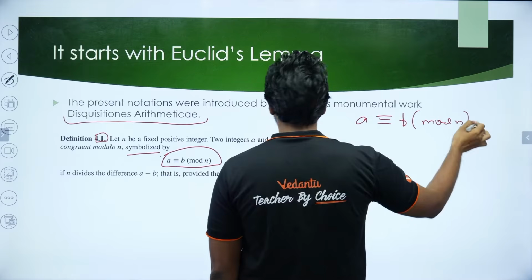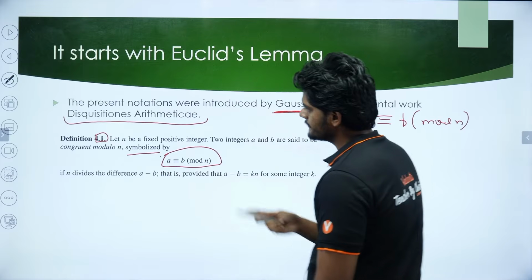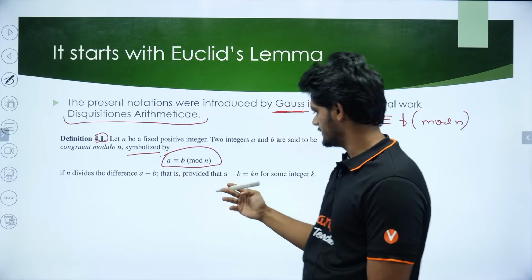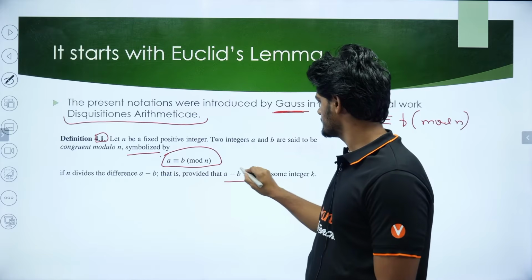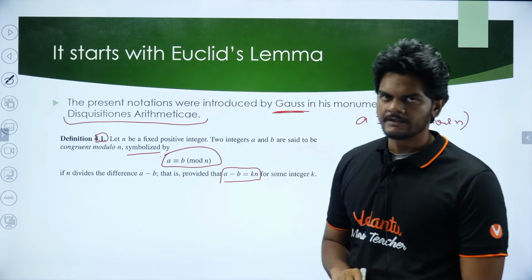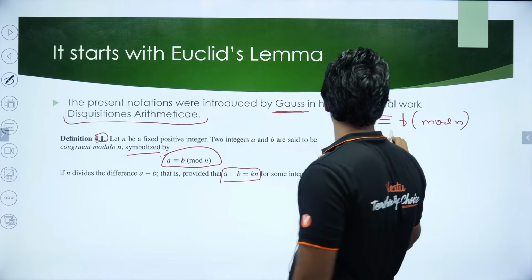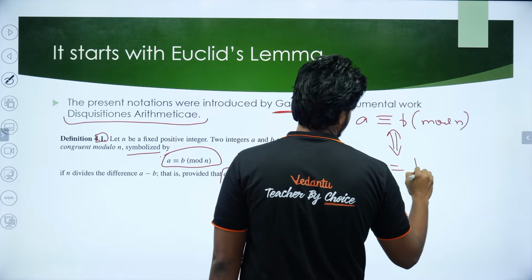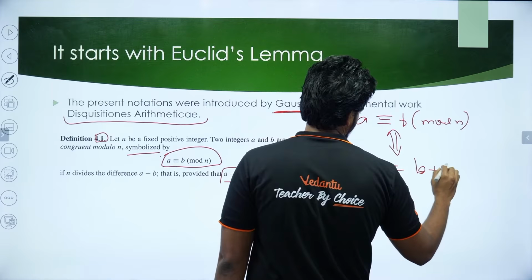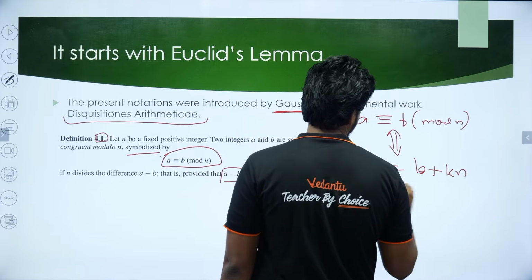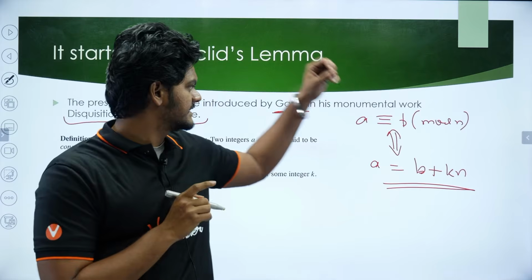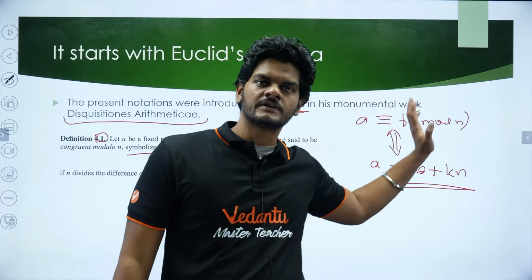That's how we say it, right? If n divides the difference between a and b, that is, a minus b is k times n. This is equivalent to saying a is equal to b plus some k times n. k can be positive, negative, anything, it does not matter. This is the definition.